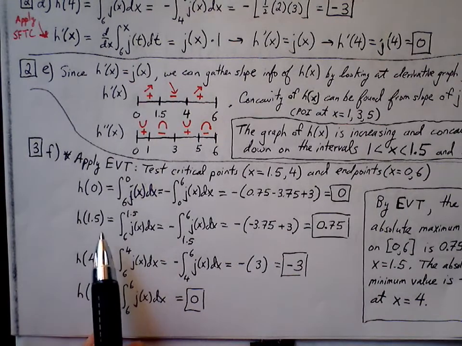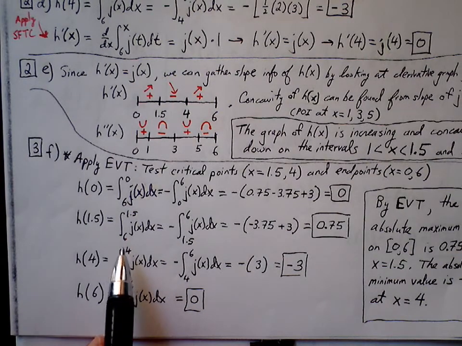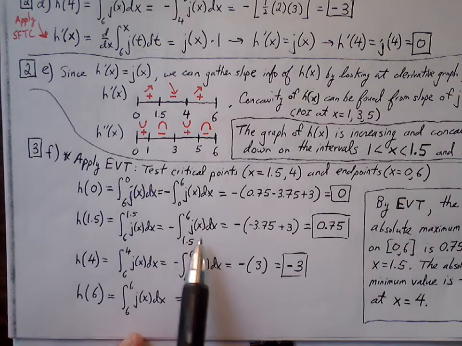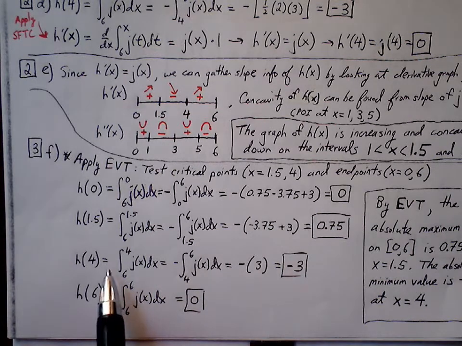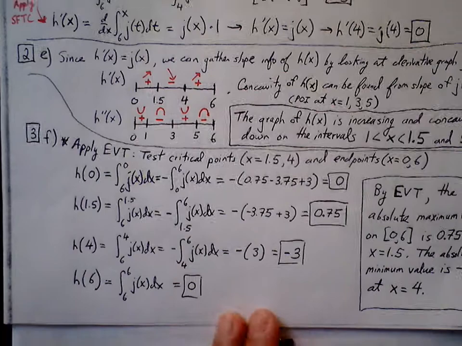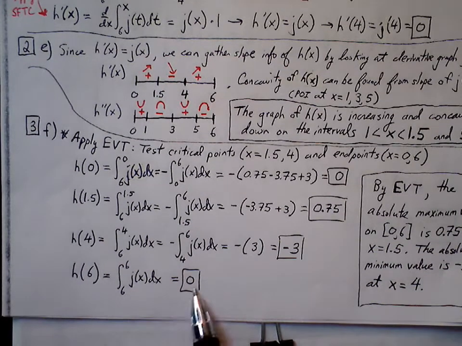The integral for h of 1.5 is the integral from 6 to 1.5. We flip those bounds there, and we total the regions up, and we get 0.75. h of 4, flip the bounds, change the sign, and we get negative 3. h of 6, the bounds are the same, so it's just 0.